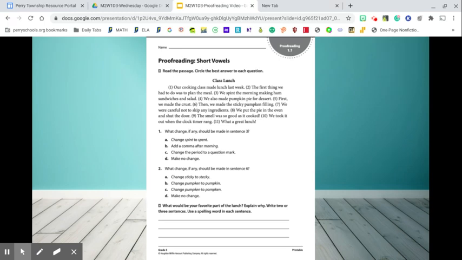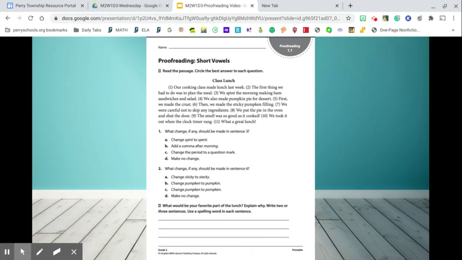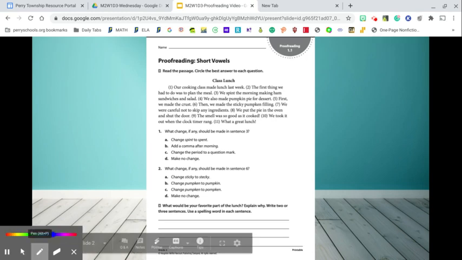We were careful not to skip any ingredients. We put the pie in the oven and shut the door. The smell was so good as it cooked. We took it out when the clock timer rang. What a great lunch. So question 1 says, what change, if any, should be made in sentence 3? Sentence 3 is up here, and we're going to be looking at this sentence and thinking about what we see.